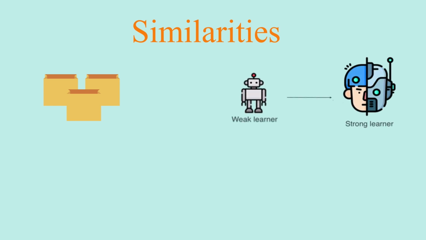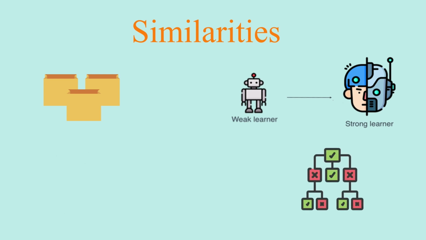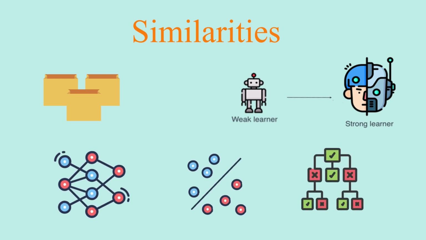Both bagging and boosting are ensemble learning methods. They create multiple models to combine their predictions for a final decision. Both techniques aim to improve the performance of weak learners, and they can be applied to various types of base models such as decision trees, neural networks, or support vector machines. Now we'll go through some of the differences between the two methods.